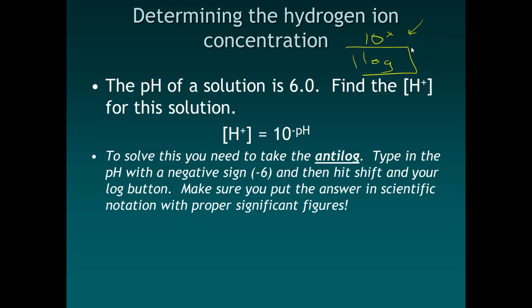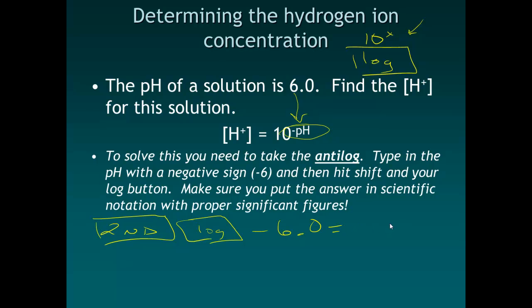So if we want to work backwards, okay, the pH of a solution is 6. Find the hydrogen ion concentration for this solution. So what many of you have to do is hit your second key or your shift key, then hit your log button, okay? And then you want to put in pH, but look right there. I've got a negative sign on that pH. So that pH I need to make negative. So negative 6.0 and then hit equals. Okay? And you should get 1 times 10 to the negative 6th.